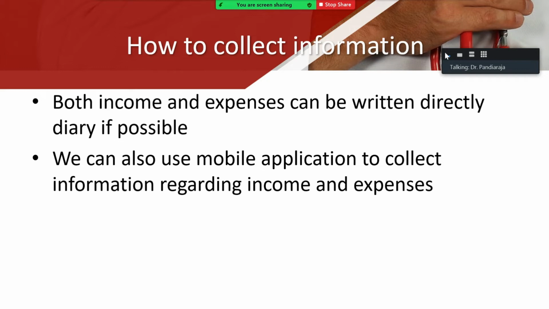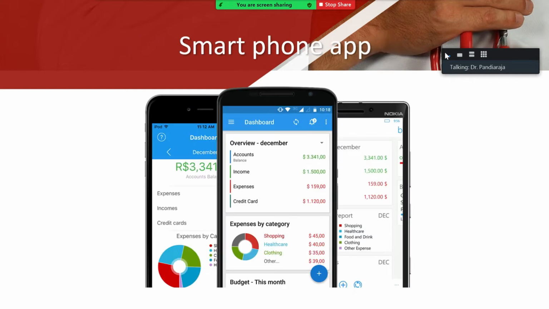So first you identify the source of income. Next you identify the different types of expenses. Next, how to collect this information. This information can be collected in different ways. For example, you go to your online portal or mobile application and get the data for the past 3 months or 6 months, whatever is possible, and try to collect the information on your expenses by means of a mobile application or diary. There are a lot of mobile applications available on the Android platform as well as iOS. You can download them. You can record the total amount of income you got as well as expenses for 3 months or 6 months.